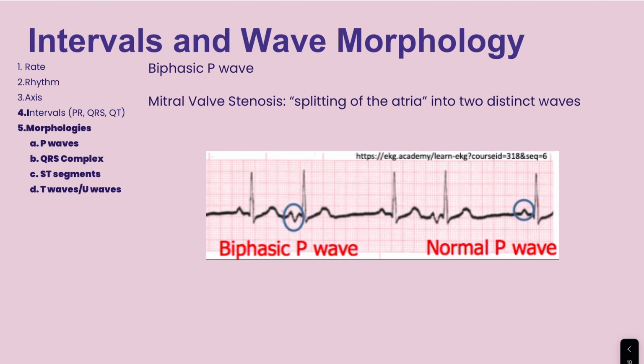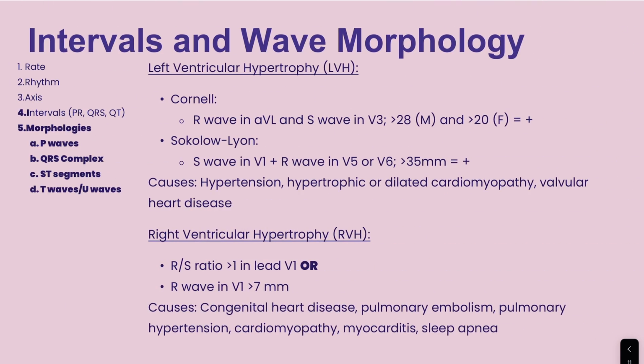Then we have our biphasic P wave. This obviously is not what we would expect to see as normal. Our normal P wave is going to be this nice pretty lump over here. If we start to see it being biphasic, we want to think about mitral valve stenosis, which is a splitting of the atria. If we think about our normal P wave in general, the first half of this is by one atrium, and the second half is the other atrium. So if we see these two atria start to split, that means something is going on. And that's where we look at mitral valve stenosis, or splitting of the atria into two distinct waves.